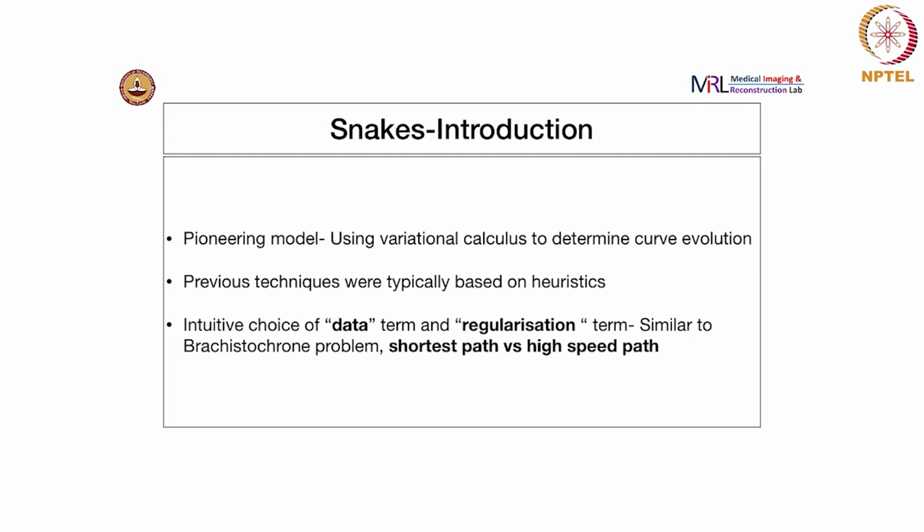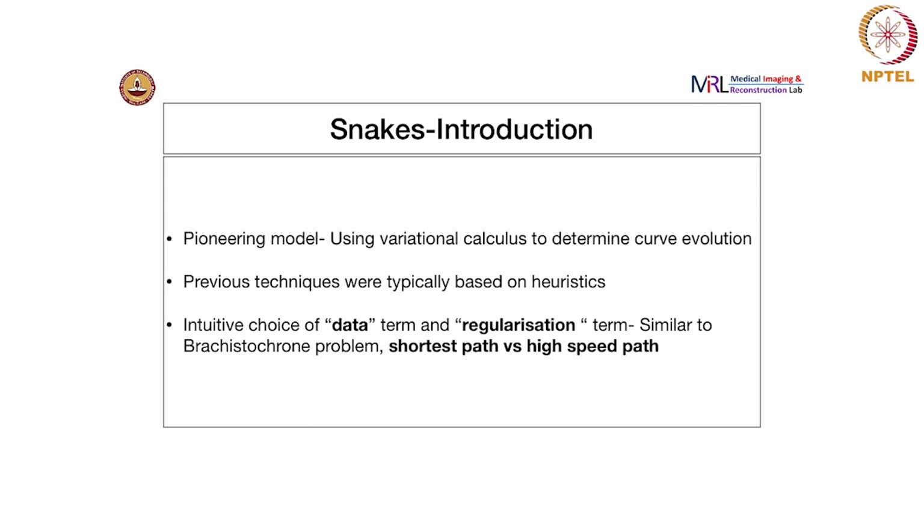So why is this so important? Because techniques that came before this were all typically based on heuristics, like a bunch of rules that you put together and hope that it worked. In this one, which is of course used for segmentation, the rules actually came out of variational calculus. By putting together a correct choice of data terms, a loss function, and regularization terms in the functional, we arrive at a curve propagation equation without having to explicitly specify rules.